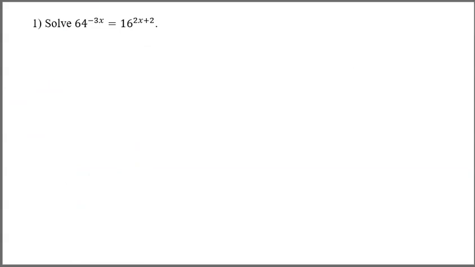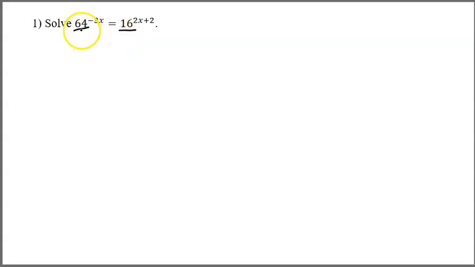Okay. Now I'm going to solve 64 to the negative 3x equals 16 to the 2x plus 2. Again, I want these to be the same base. They are not, but they're both powers of a different base. In fact, they're both powers of 2, but they're also powers of 4. So I can use 2 here, but I'm going to actually use 4.